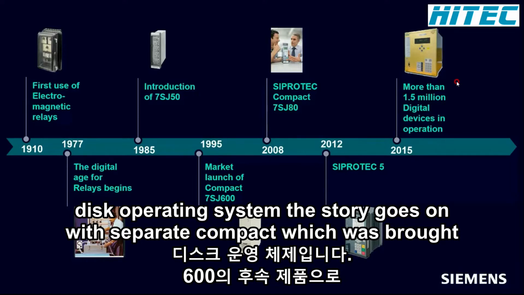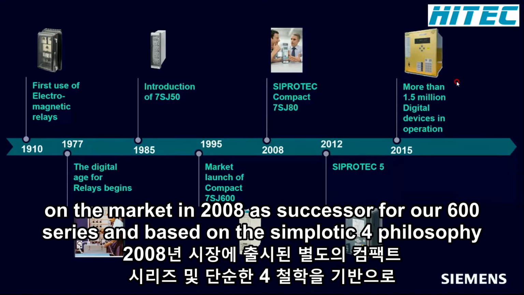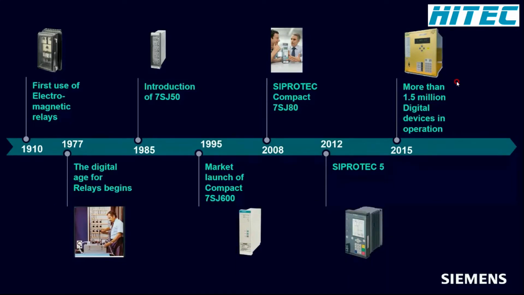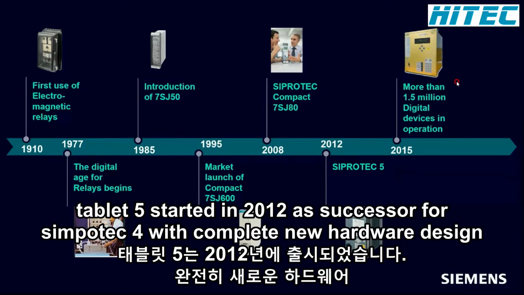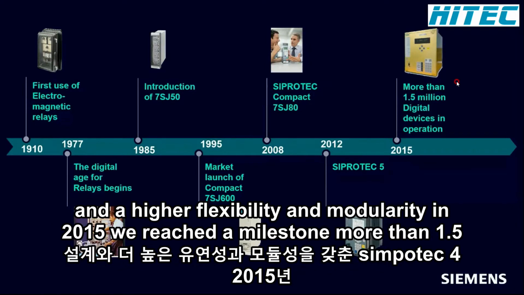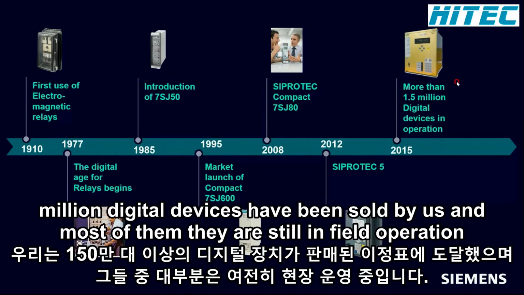The story goes on with SIPROTEC Compact, which was brought onto the market in 2008 as successor for our 600 series and based on the SIPROTEC 4 philosophy. SIPROTEC 5 started in 2012 as successor for SIPROTEC 4 with a completely new hardware design and higher flexibility and modularity. In 2015, we reached a milestone. More than 1.5 million digital devices have been sold by us, and most of them are still in field operation.